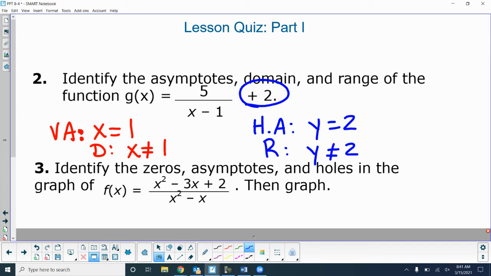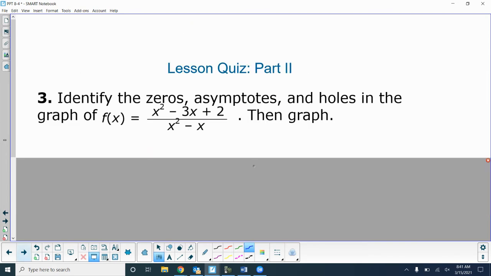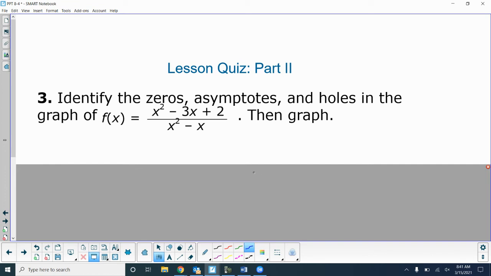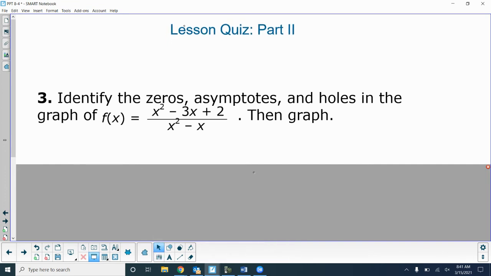Okay, yes? Can you get 1 from the vertical asymptote? Whatever makes the denominator 0. Okay? On this one, number 3, it says identify zeros, asymptotes, and holes. So this is when we have to factor. All right, let's do this.